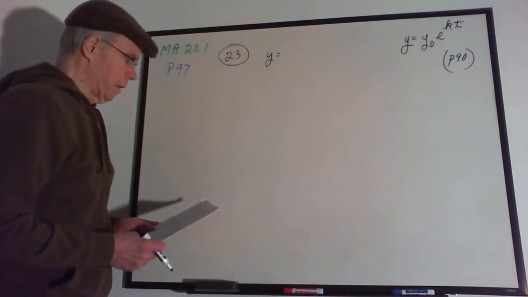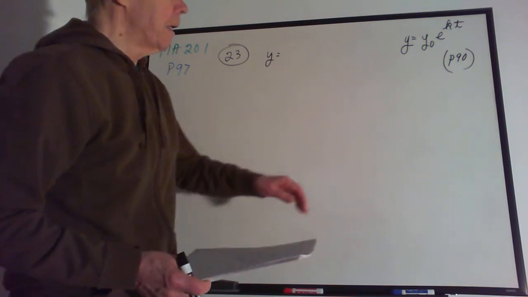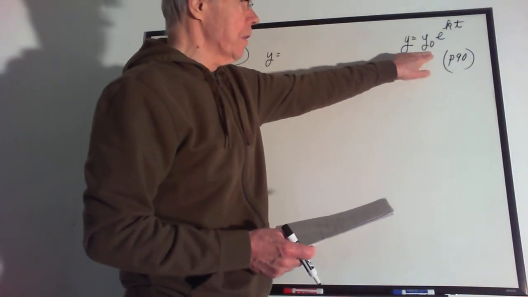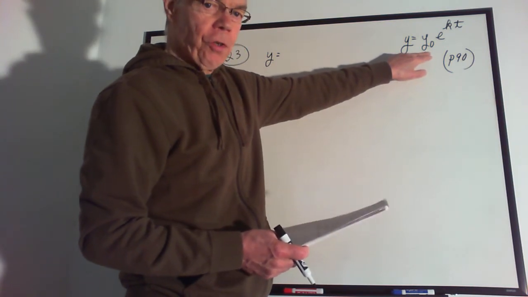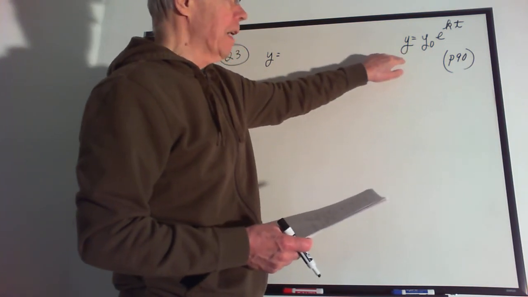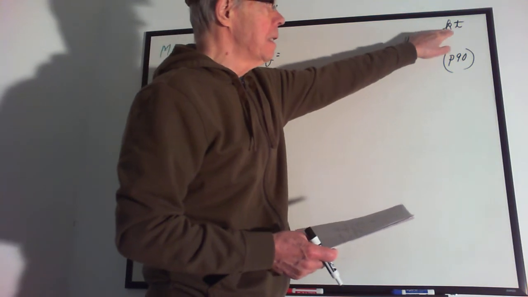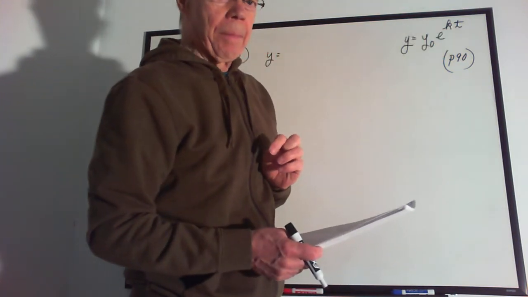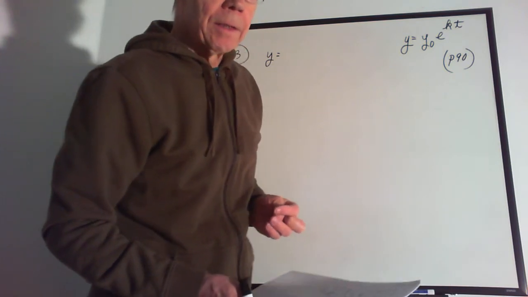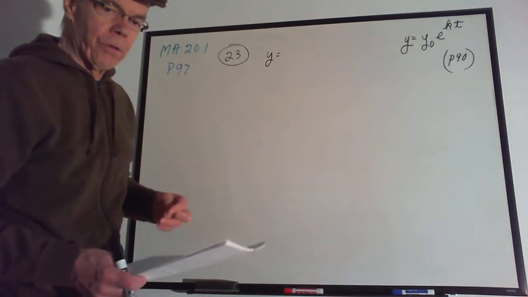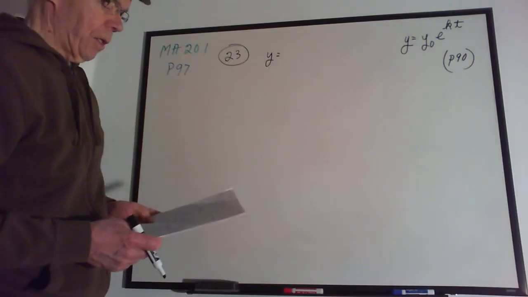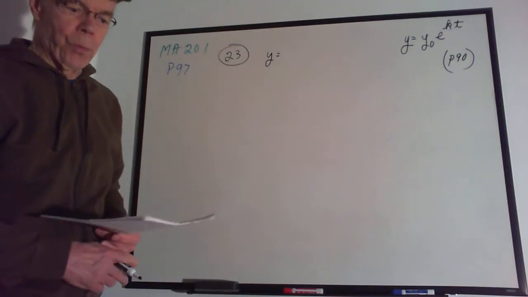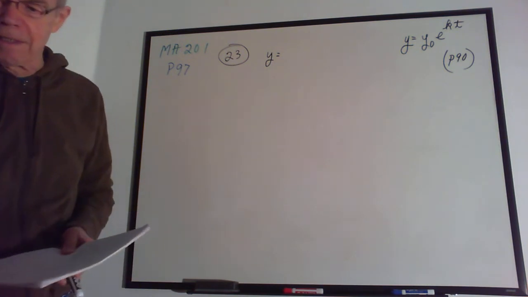All right, I want you to turn to page 97. There's a formula on page 90 which is explained. It says y sub 0 is the initial value, y is the value you have at the end, e, k, which is the constant rate of change, t is time. If k is greater than 0, you have increase. If k is less than 0, you have a rate of decay. So let's take a look at problem number 23 on page 97.